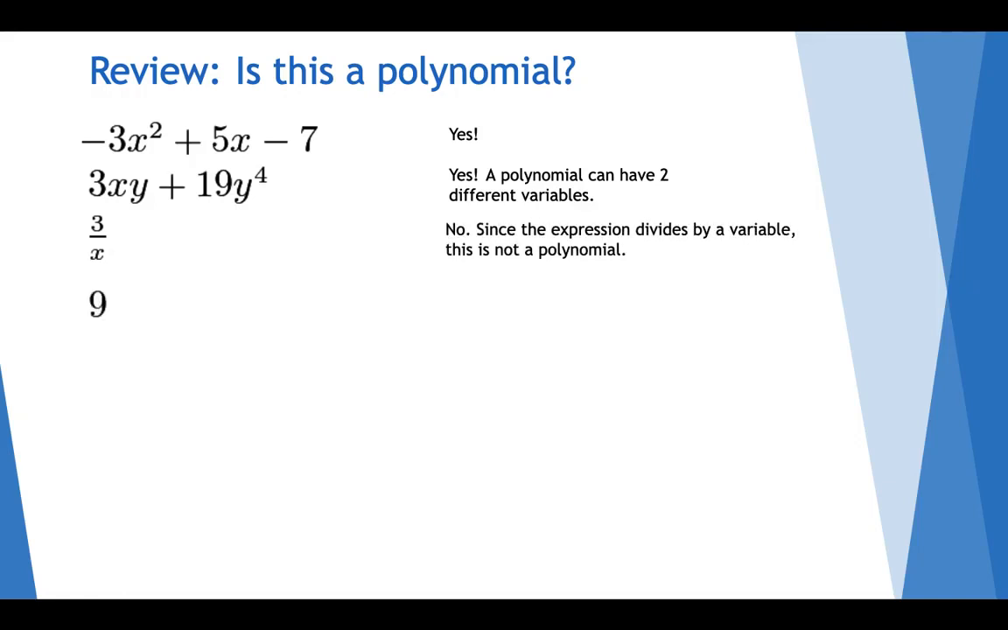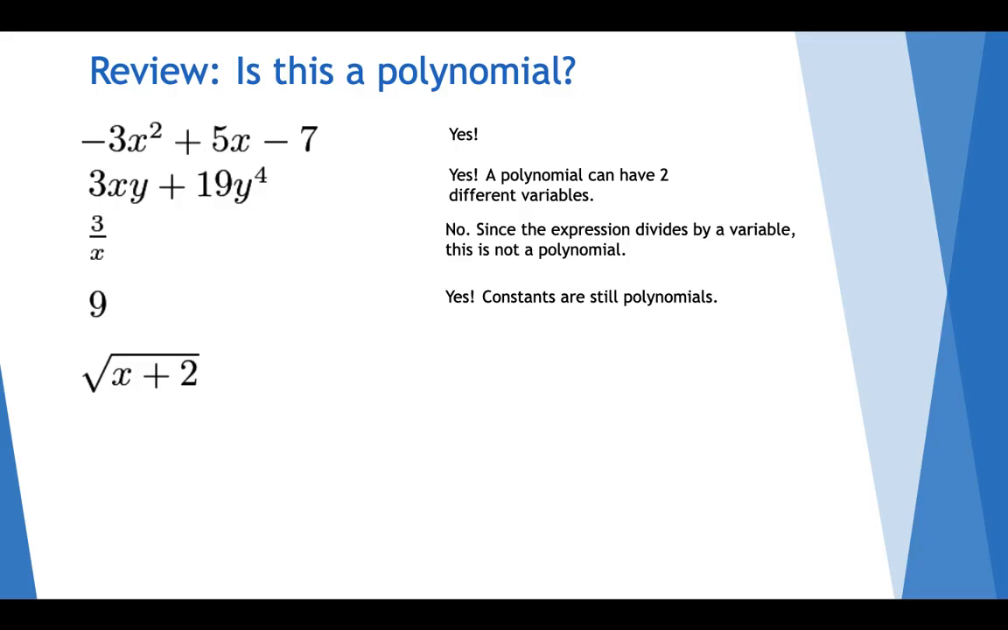How about the number 9? Is the number 9 a polynomial? Well, at first glance, you might think, well, there's no variables, so how could this be a polynomial? Well, 9, recall, is equivalent to 9x to the 0 power, or 9y to the 0 power, 9 times any variable to the 0 power, because any variable to the 0 power is 1. So any constant is still just a polynomial. Yes.